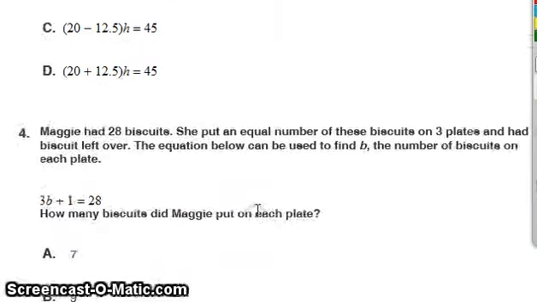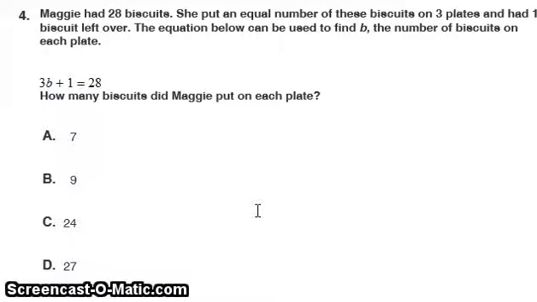Maggie had 28 biscuits. She put an equal number of these biscuits on 3 plates. That suggests divide. She had 1 biscuit left over. The equation below can be used to find b, the number of biscuits on each plate. Okay, so they multiplied. 3 times the number of biscuits plus 1 equals 28. How many biscuits did Maggie put on each plate? So you are going to divide to solve this one.